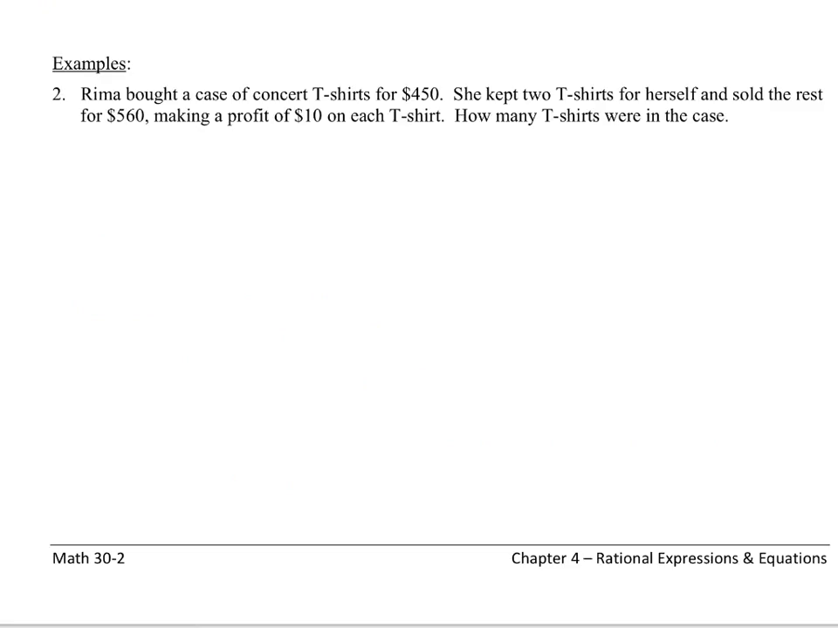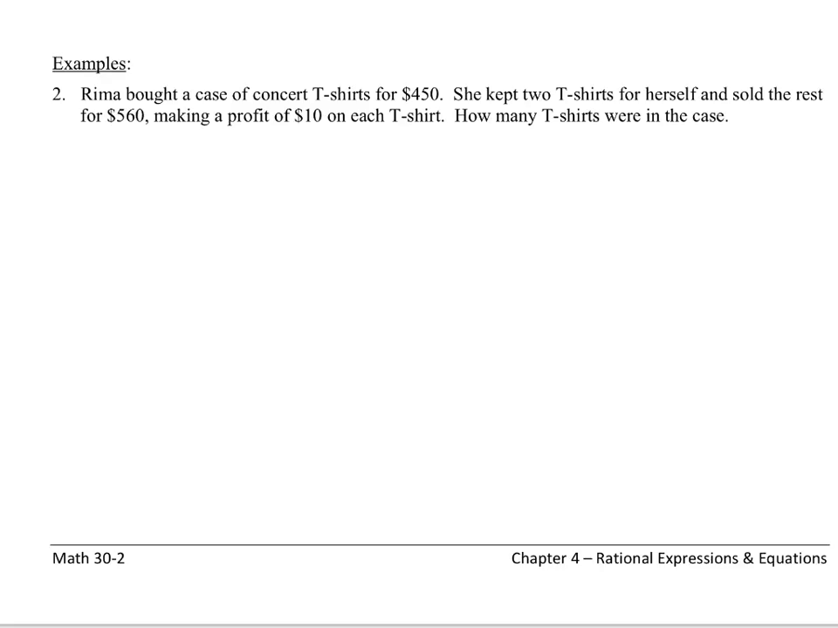In question number 2, Rima has bought a case of concert t-shirts for a certain amount of money. She kept 2 of the shirts for herself and then sold the rest, and we're given the price she sold them for. So she made a profit of $10 on each shirt. So this would be per shirt, including the ones that she kept for herself. Okay, so profit based on the total number that she originally purchased. We want to know how many t-shirts were in the case.